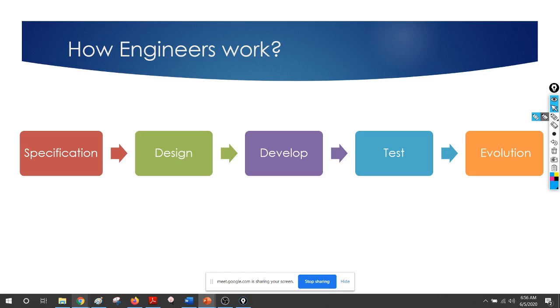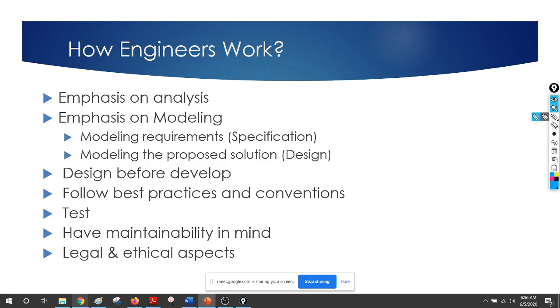Right, so that is why that is a special feature of software engineering. Okay, right. So how do engineers work? Emphasis on analysis, emphasis on modeling, right? Design before develop. So don't just develop, right? Design and develop. Follow the best practices and conventions.